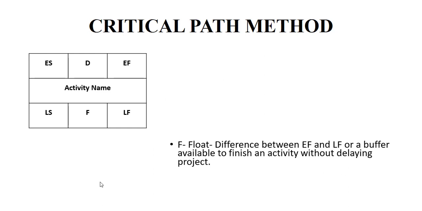Next is float. Float is the difference between early finish and late finish. That means the early finish time is, like, if your activity is going to complete in 4 days, but you may also complete it in 6 days without delaying the complete project. So the 2 days of buffer which you get, from the 4th day to the 6th day, is nothing but a float of 2 days. That is the buffer which you have for that activity without delaying your complete project.